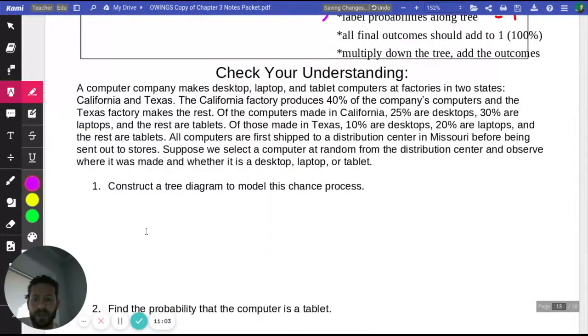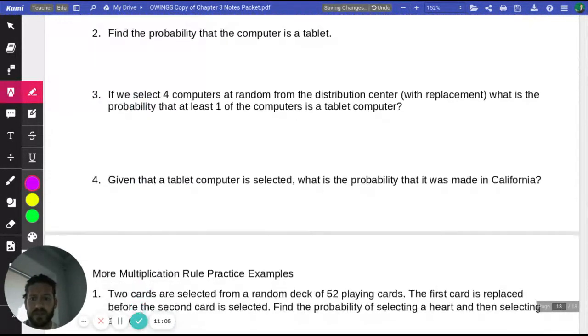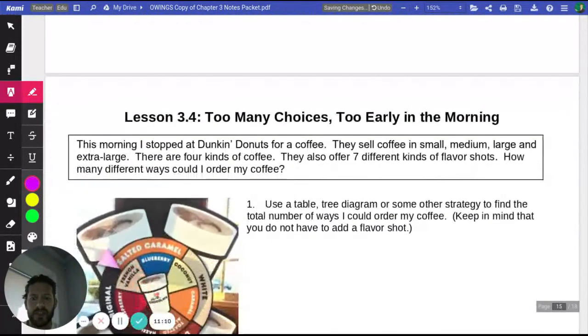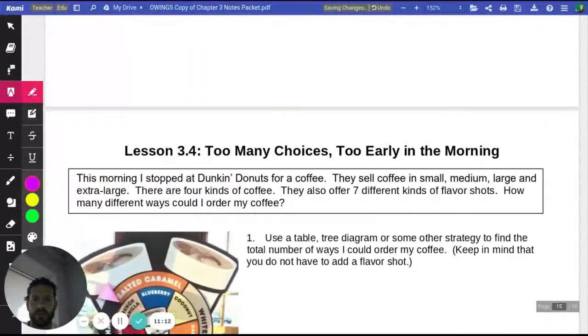So you should be able to go do the check for understanding. Ask your teacher if you've got any questions. There's some more practice rule problems on the next page as well. We'll come back for lesson 3.4 in the next video.